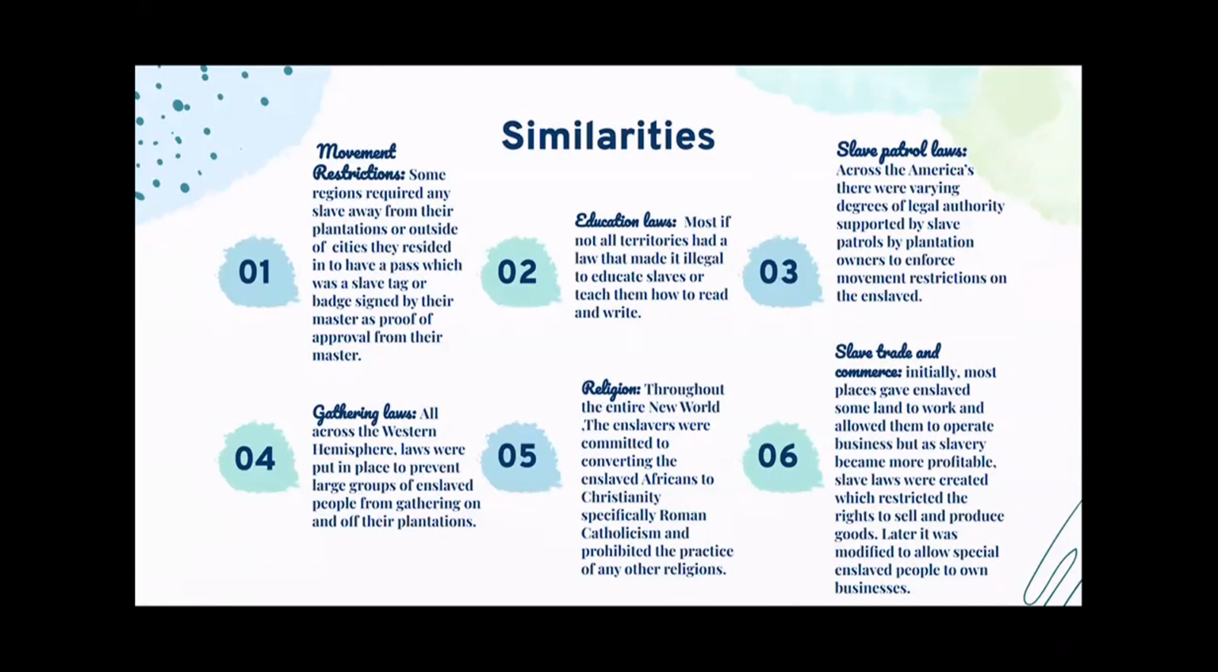Six, slave trade and commerce. Initially, most places gave the enslaved some land to work and allowed them to operate businesses. But as slavery became more profitable, slave laws were created which restricted the rights to sell and produce goods. Later, it was modified to allow special enslaved people to own businesses.